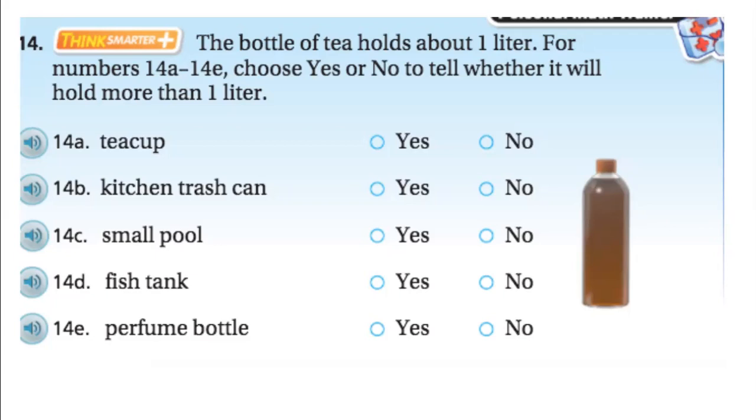Number 14B is a kitchen trash can. So think about the trash can that you may have in your kitchen. So we're trying to figure out if that would hold more than 1 liter or not. Take a moment. I'm going to give you some think time. Okay, think time is up. So if you said yes, that a kitchen trash can holds more than 1 liter, you are correct.